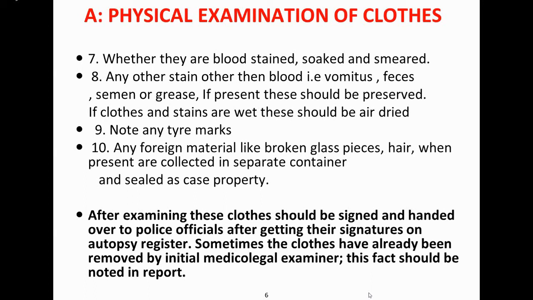If you do not wait, you cannot comment on the rigor and you will just be performing the autopsy. But when you remove the clothes, you have to look at them and just air dry them. Note any tire marks and circle them. Any foreign material like broken glass or hair, when present, is collected in a separate container.